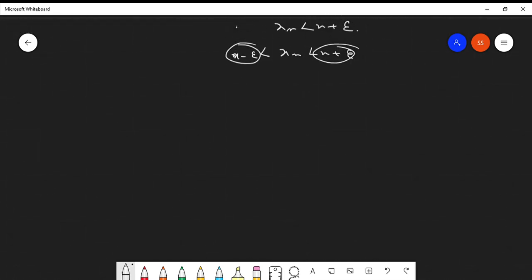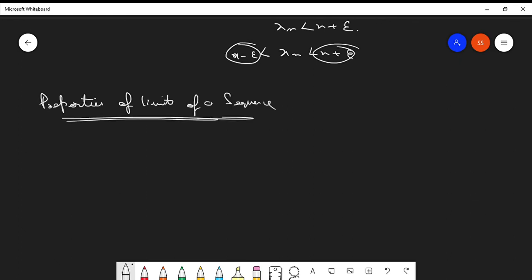Properties of limits of a sequence. These things you have already studied at the plus 2 level. This is just recapitulating that. Suppose xn converges to x and yn converges to y. So these are two different sequences.